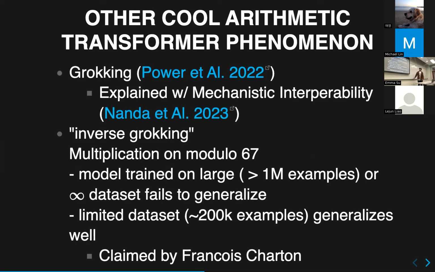Here are a couple other phenomenon. One of them is called grokking, which is, if you overtrain on a very small data set for modulo addition, after I think 100,000 epochs or a very long time, it'll actually eventually learn rather than overfit, which is crazy. And then Francois Charton talked about, he didn't call it inverse grokking, but that seems to be, I don't know if that's a good name or not. But basically, if you train for another simple task like multiplication of modulo 67, a model trained on a very large data set fails to generalize, while a model trained on a quite limited data set generalizes pretty well, which is also an open problem on why does this happen?